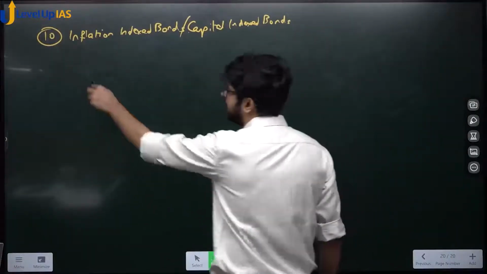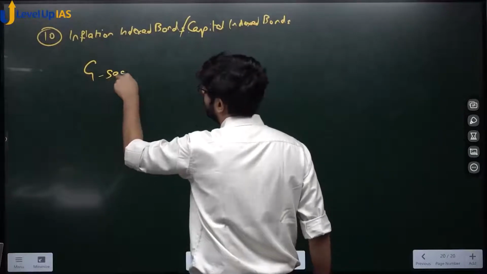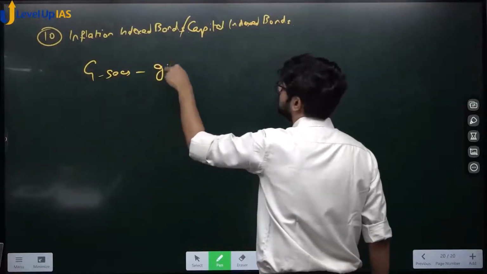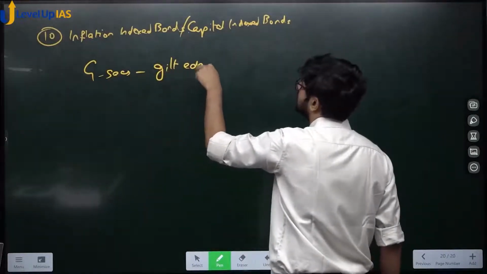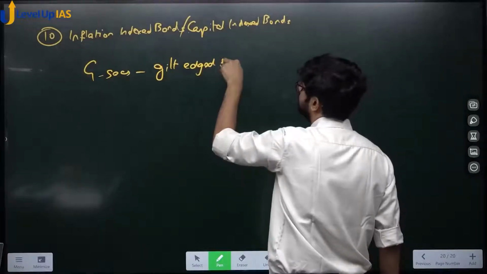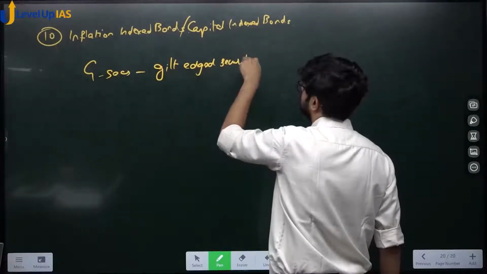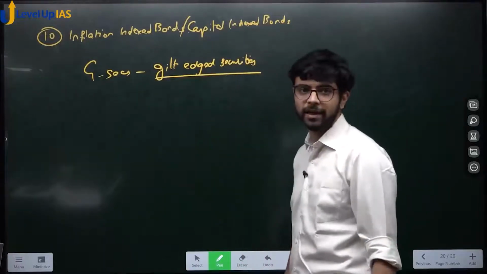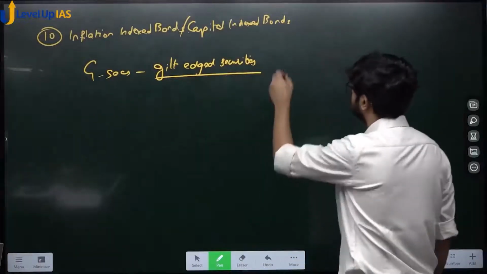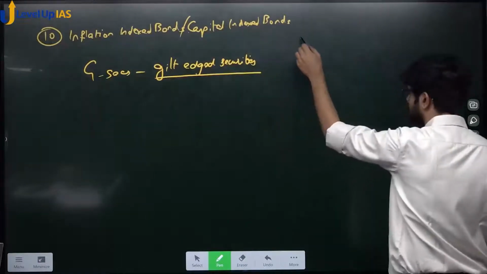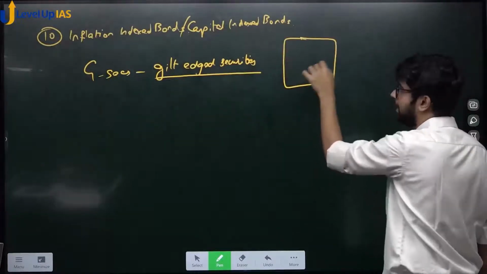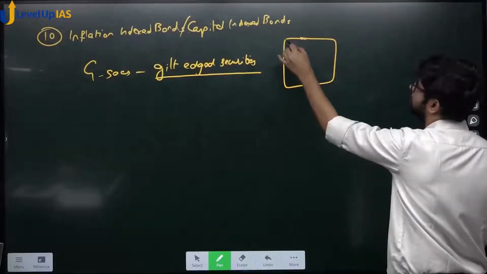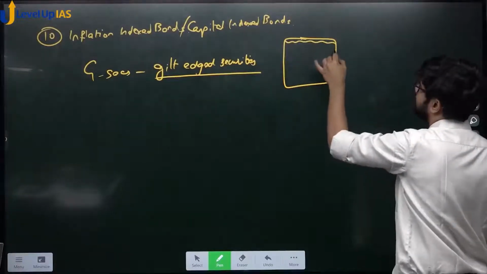Now these G-Secs or government securities are also called gilt-edged securities. Gilt-edged securities. इसका क्या मतलब है? सिक्योरिटी है, इस पे गोल्डन बॉर्डर.